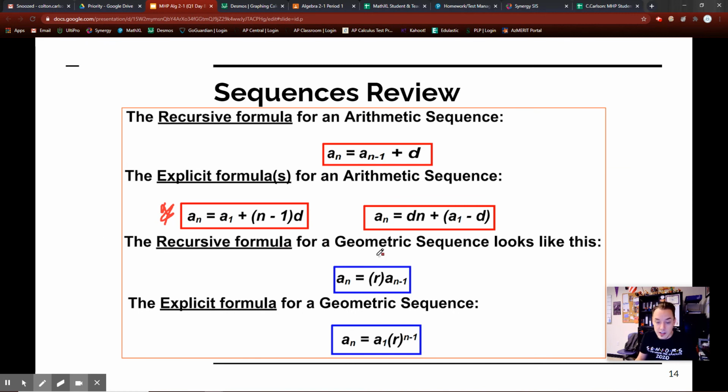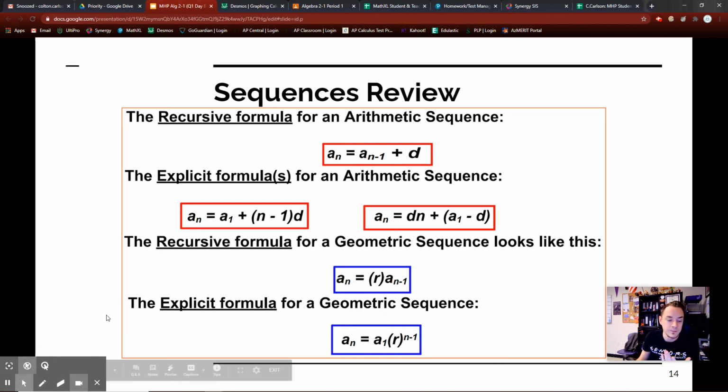For geometric, what's the recursive formula? It's actually this formula right here, r times a sub n minus 1. And then the explicit formula for a geometric sequence, I have a sub n equals a sub 1 times r to the power of n minus 1 here. Okay, so you don't necessarily have to write that down. I think it's beneficial for you to write it down and see, okay, this is arithmetic, this is geometric. It may be beneficial, but you don't have to.